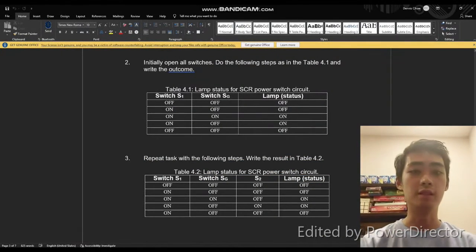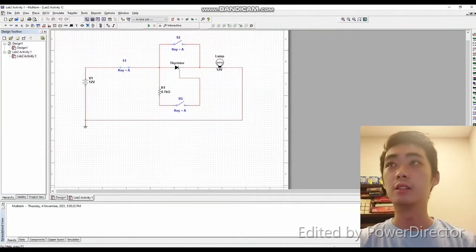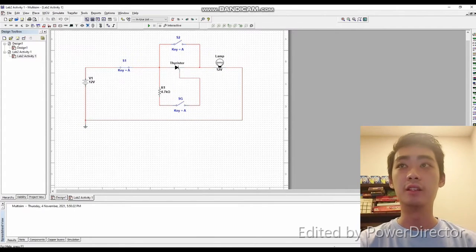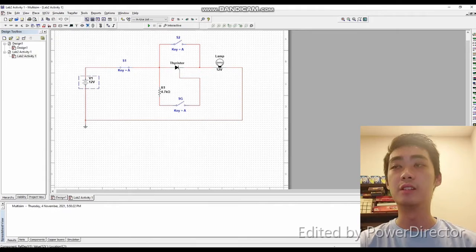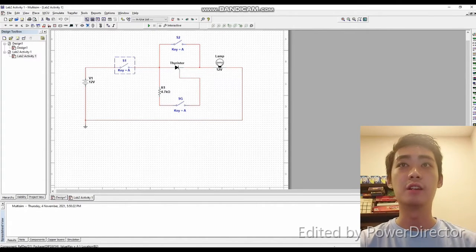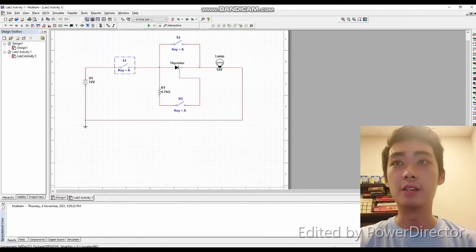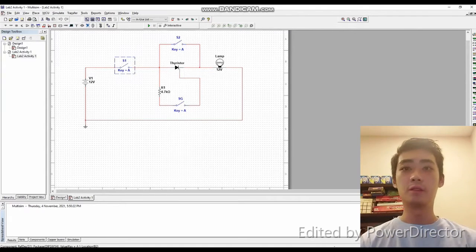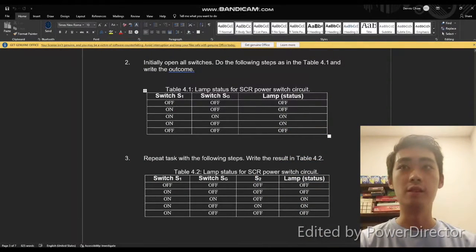So for the first activity, here we see the circuit, and then we have a 12 volt DC battery, switch S1, S2, SG, thyristor, lamp, and R1 as the resistor, 4.7 kilo ohm. So for the first one, S1 and SG are both off.